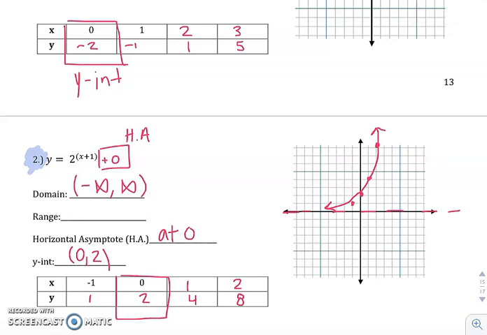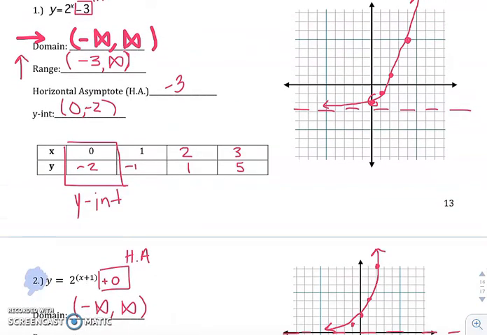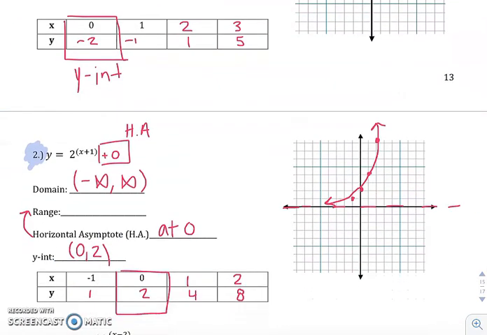So what will your range be? The lowest point that graph is going is 0. So the horizontal asymptote and the range always correspond with each other. The range should always include the horizontal asymptote in it. So 0 to positive infinity. Everything gets parentheses. No brackets for the domain and range in these.